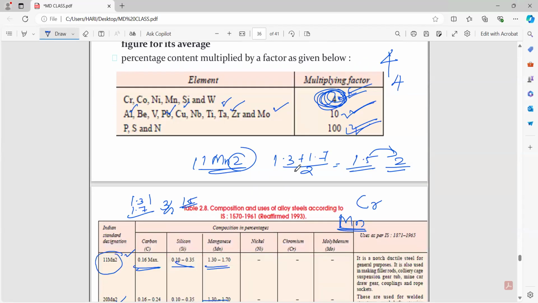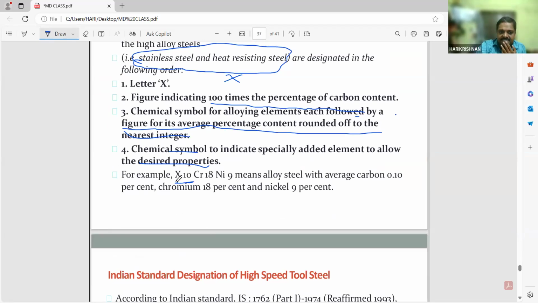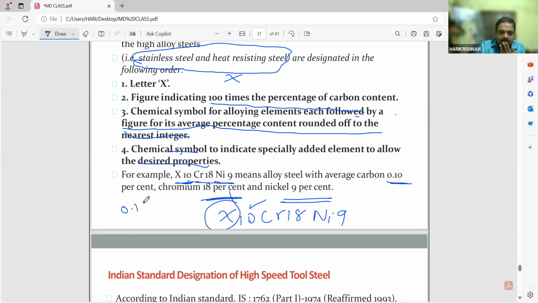Okay. So X10. X means it is the letter X. 10 means the carbon content. Chromium 18, nickel 9. Okay, so it means alloy steel with average carbon content of 0.1 percentage, chromium 18 percentage, nickel 9 percentage. Concept is clear, no? X10, Cr18, Ni9 means X is the symbol, 10 means 0.10 percentage of carbon, 18 percentage chromium and 9 percentage nickel.